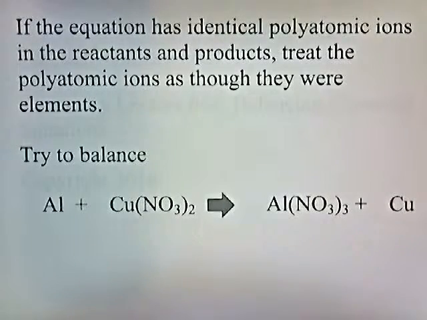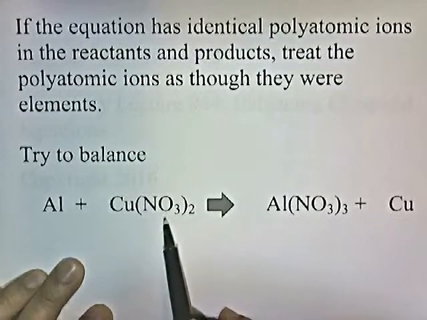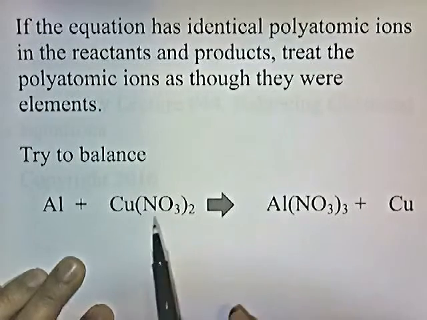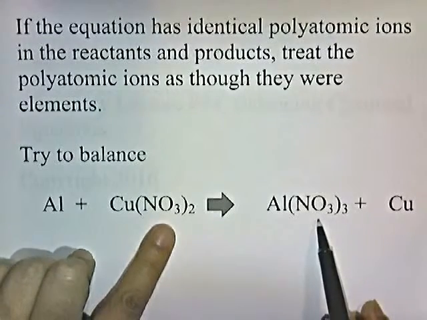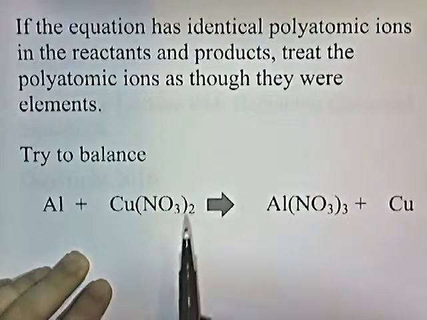Now if the equation has identical polyatomic ions in the reactants and products, treat the polyatomic ions as though they were elements. So let's try to balance this one. You notice that there's a polyatomic right here, nitrate, and the same polyatomic on the other side. So since we have the same polyatomics on both sides, we'll treat this as though this were an individual element.